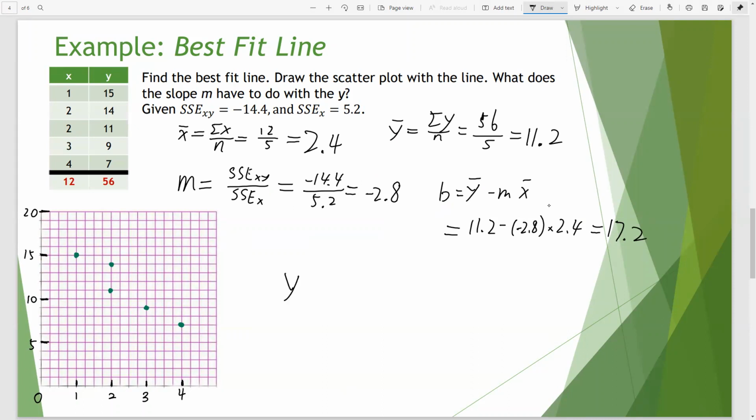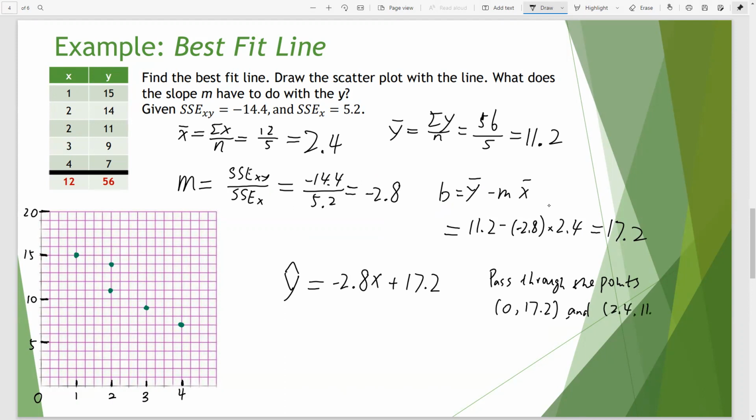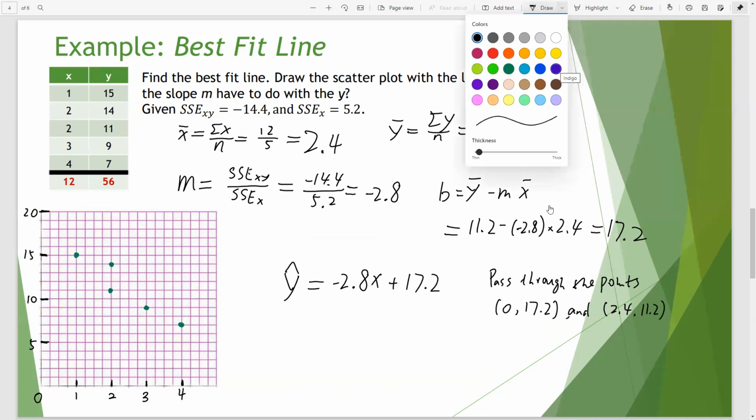Right, so we have the best fit line is negative 2.8x plus 17.2. That's our equation, right? It passes through the points (0, 17.2) and (2.4, 11.2). Right, they are 2 points. It passed. Right, so let me write, drawing in some other color.